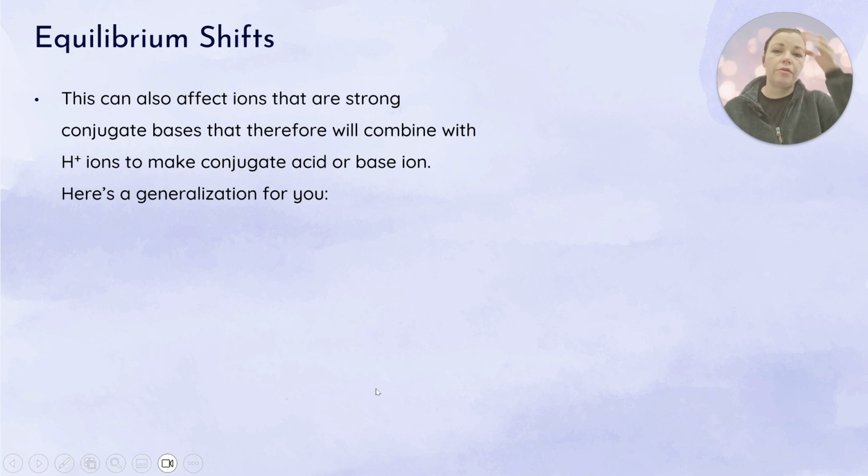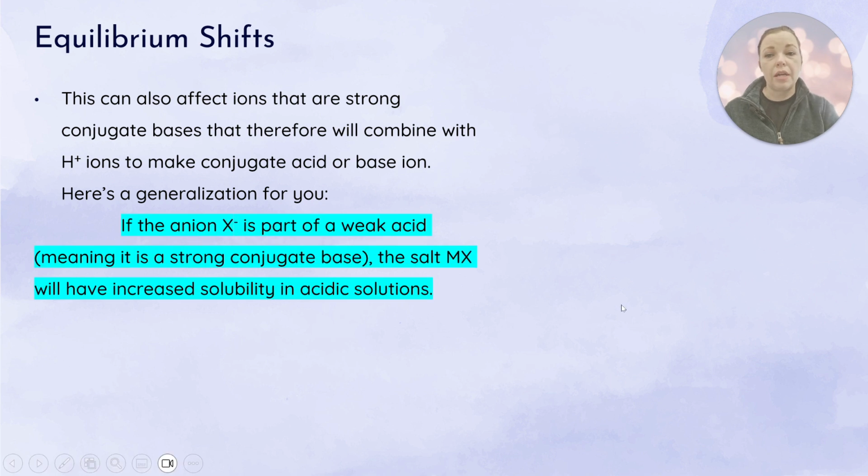This can also affect ions that are strong conjugate bases that will combine with H+ ions to make a conjugate acid. So here's a generalization for you with that. If the anion X- is part of a weak acid, meaning it's a strong conjugate base, then the salt MX will have an increased solubility in acidic solution. I'm going to show you what that means. Generally, you need to think about the pH dependence of a salt if one of the components is the conjugate of a weak acid. So if it's a relatively strong conjugate, then you have to think about pH dependence.